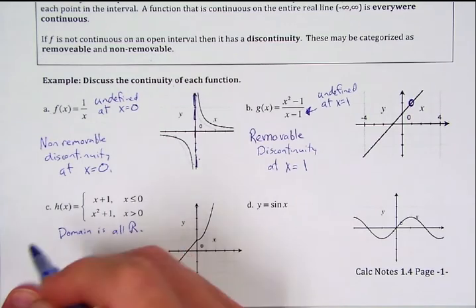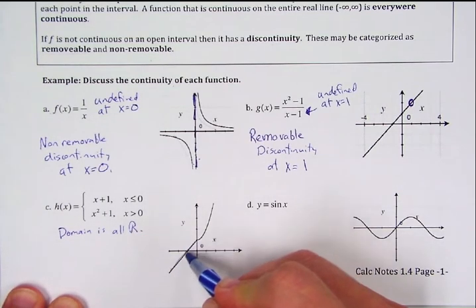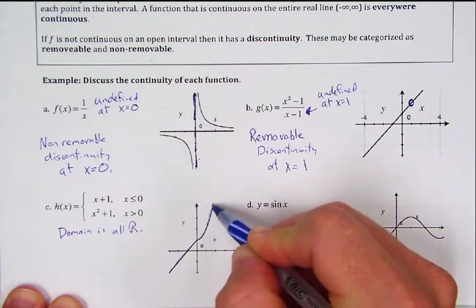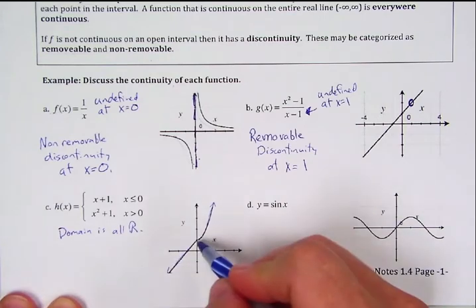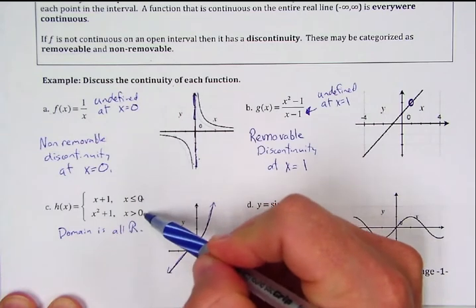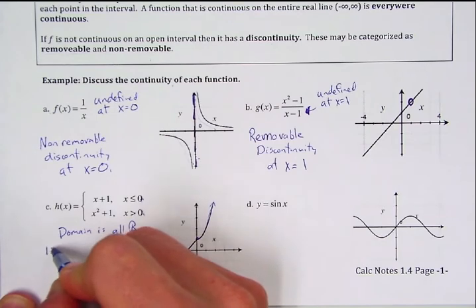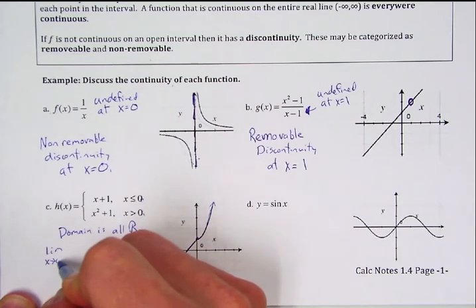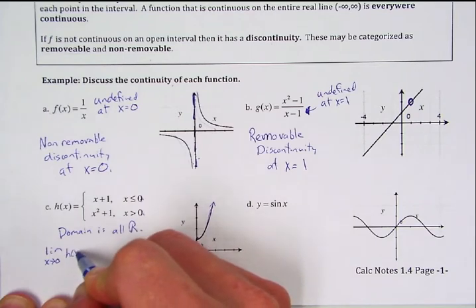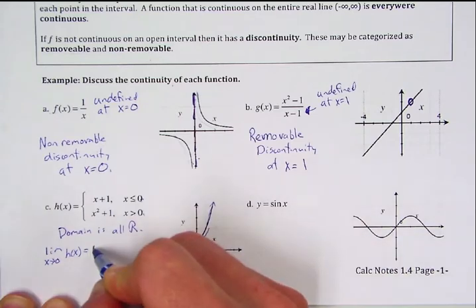Next, we would want to check about the limit. Now, we know this is a straight line here, and that's going to be continuous. And we know this curve is also going to be continuous. The only place we might wonder about is right there, where this changes functions. But if we look at this, the limit as x approaches 0 of our function h of x, graphically, equals 1.